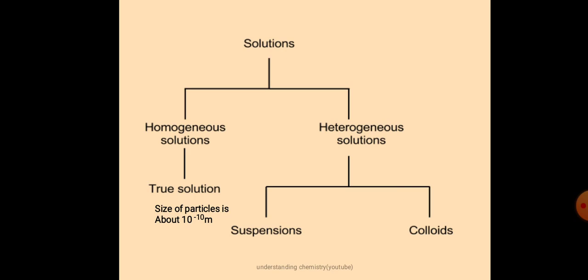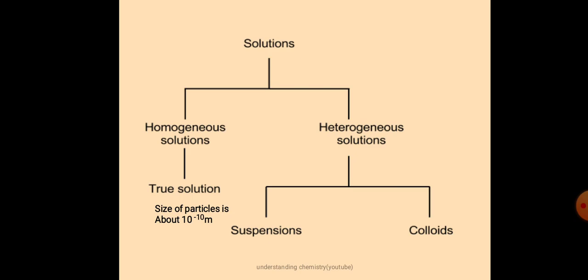Now, let us classify the solution. Solutions can be classified as homogeneous and heterogeneous solutions also. Homogeneous solutions we call as true solutions. Heterogeneous solution is again of two types. One is suspension, the other one is colloids. Colloid, you can have an example like milk, or paint, you would have seen. All those are colloidal solutions. And suspension means, for example, the particle size is very big that you can clearly make out. We call it as suspension.